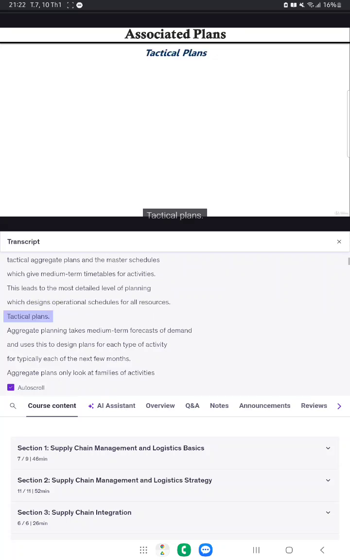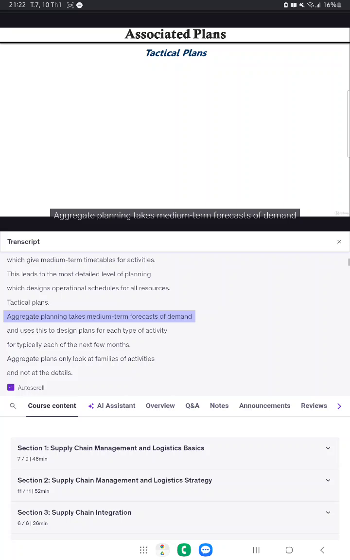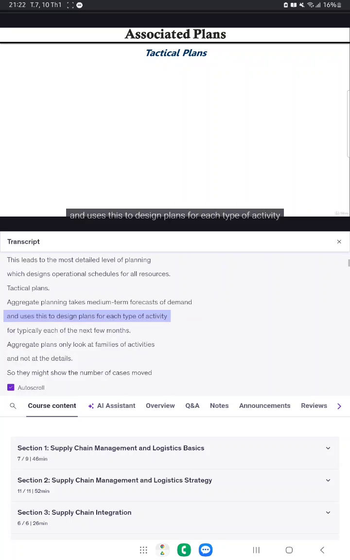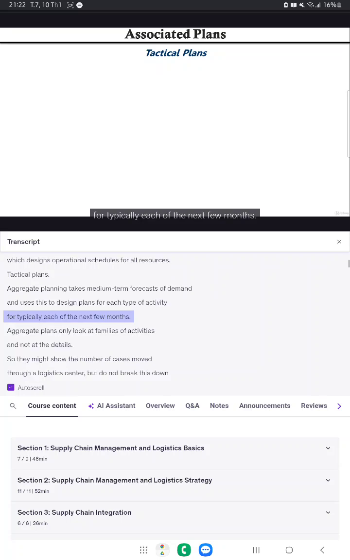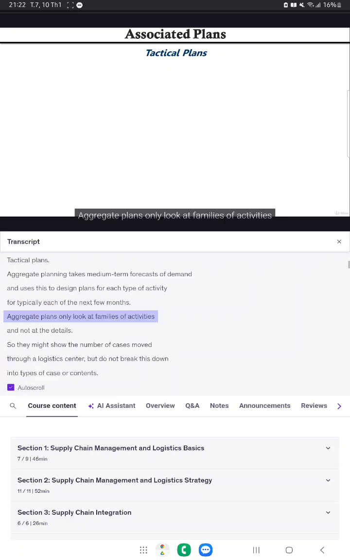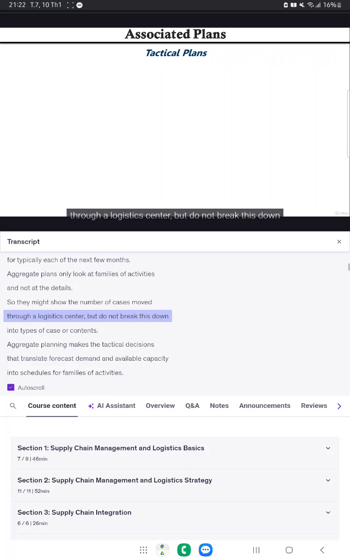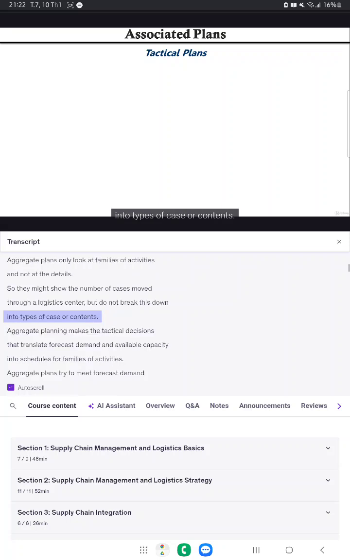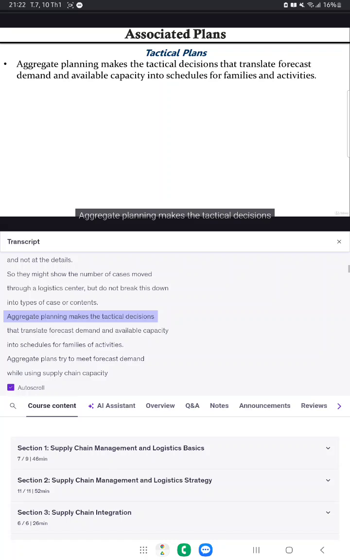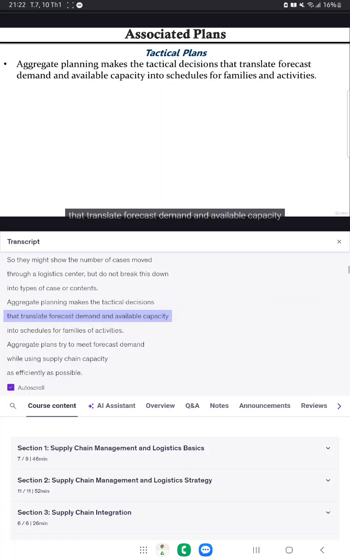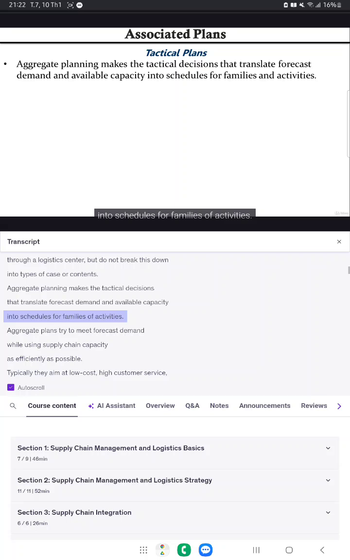Tactical plans. Aggregate planning takes medium-term forecasts of demand and uses this to design plans for each type of activity, typically for each of the next few months. Aggregate plans only look at families of activities and not at the details, so they might show the number of cases moved through a logistics center but do not break this down into types of case or contents. Aggregate planning makes the tactical decisions that translate forecast demand and available capacity into schedules for families of activities.